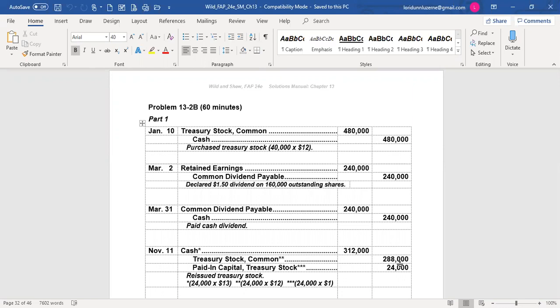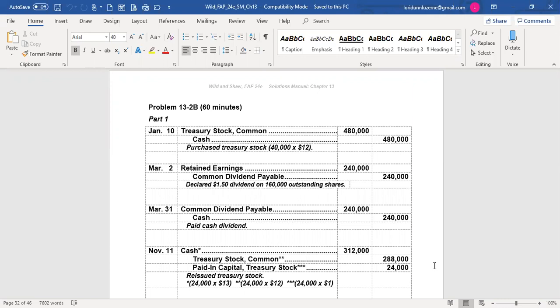Since we received more cash, or we sold them for more than we originally bought them at, we're going to credit another paid in capital. So I'm going to add another account, paid in capital treasury stock, credited for $24,000. I'm going to decrease treasury stock on the credit side to show those stocks are now being sold back into the market. We no longer own 24,000 shares of our own stock, or this company doesn't own 24,000 of its own stock. And the amount we actually made on it is put into a paid in capital treasury stock account.